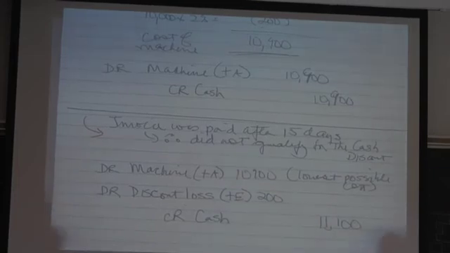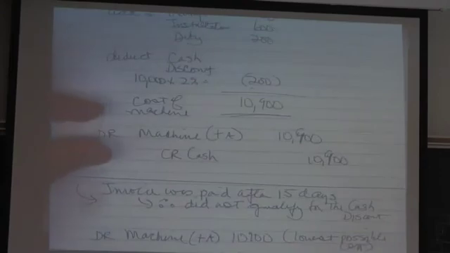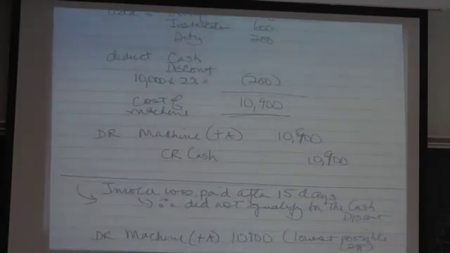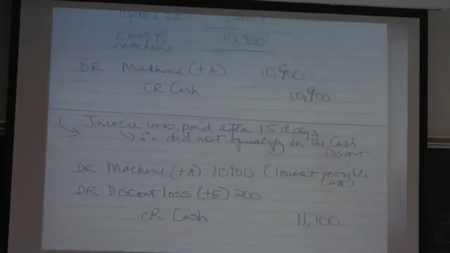So I've given you the scenario that says if we qualify for the discount, the entry would be debit machinery 10,900, credit cash. If we did not qualify for the discount, the machinery would still be recorded at 10,900, and the $200 discounts lost would be reflected as an expense in the current year.